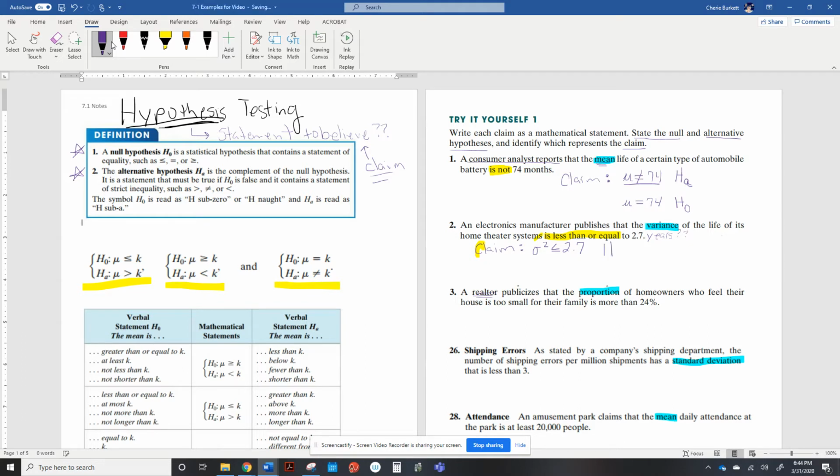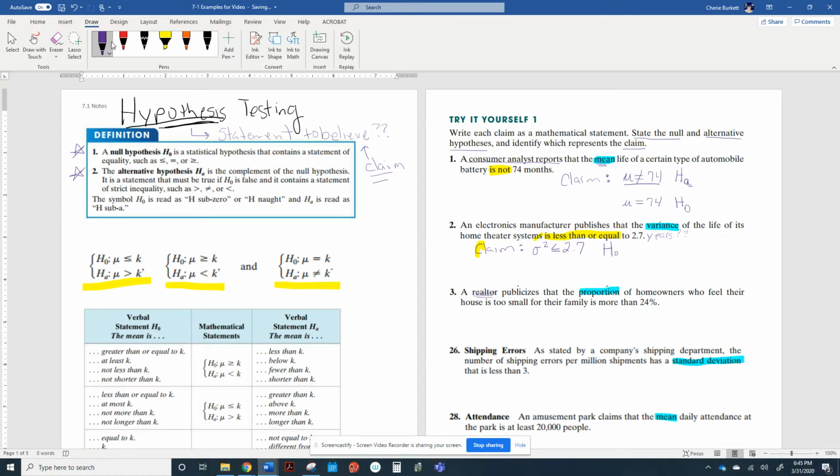It's either going to be the null hypothesis or the alternative hypothesis. How do we determine which one it is? It contains that bar. That bar is considered a statement of equality. So this is going to be labeled as the null hypothesis.